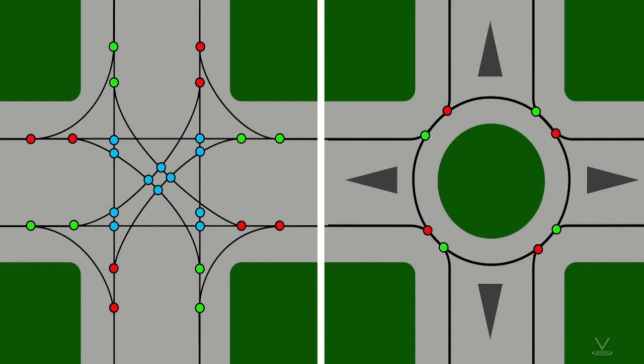In a standard four-leg intersection, there are a total of 32 vehicular conflict points, which are the little dots that you see in this image. However, a roundabout has only 8 conflict points. You can see how this big reduction in conflict points reduces the opportunity for crashes.